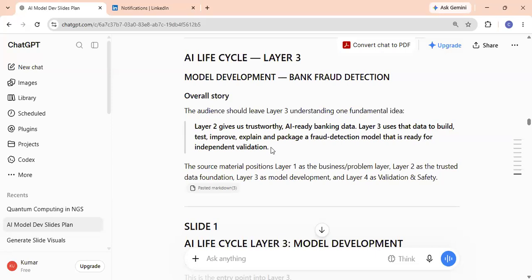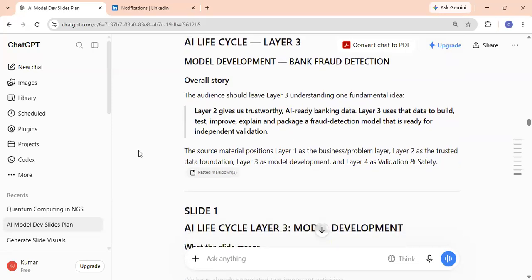It means these are the parameters, these are the steps they need to follow. It means data needs to be there, different data sets, and building the model, testing the model, improving it, explaining the reasons, and packaging a fraud detection model. And it is ready for independent validation, layer 4, right?